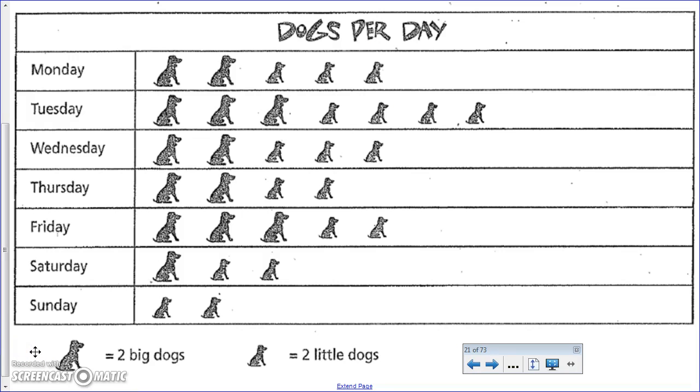To find out which days they walk 6 little dogs, we need to go up and look at the graph and find which days have 3 little dog pictures. So if we look, Monday has 3, Tuesday has 4, Wednesday has 3, Thursday has 2, Friday has 2, Saturday has 2, and Sunday has 2. So the days they walk 6 little dogs are Monday and Wednesday.